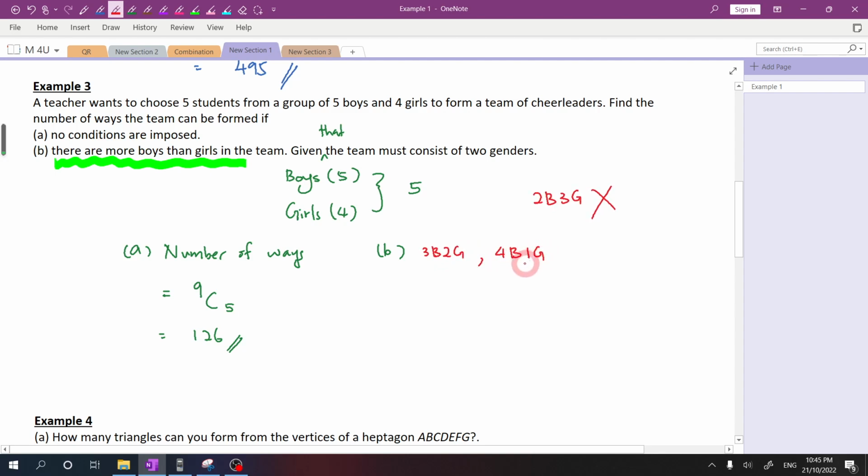And always be careful. The sum of the number of boys and girls must be 5. 3 plus 2, you get 5. 4 plus 1, you will get 5 as well. So how about 5 boys, 0 girls? We cannot accept this because the question says that the team must consist of 2 genders. Okay, now we can start to calculate the number of ways.